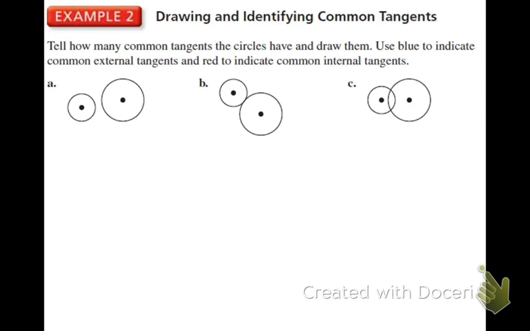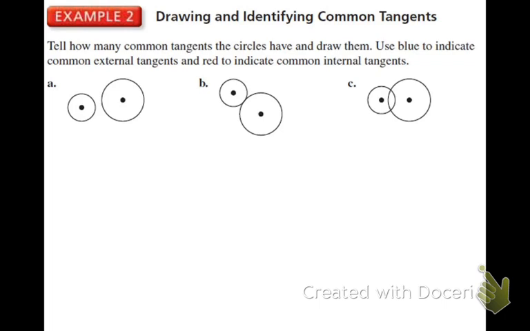These are the three things I wanted you to draw. I apologize. So draw them on your notes. You can draw them in the notes section on 281 at the very bottom of the page. Use blue to indicate common external tangents and red to indicate common internal tangents. So for each of these are the three scenarios you'll have. Circles that don't touch, circles that touch at 1 point, and circles that touch at 2 points. So those are the three options that you have.